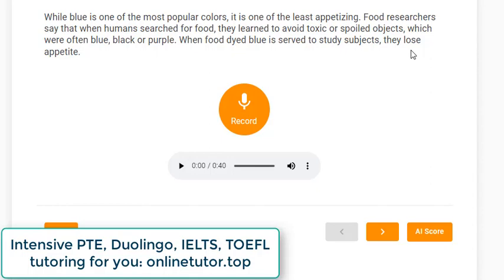So the Pearson test is very interesting in terms of the number of various tasks on this test. If we take IELTS, you know that we have 4 sections. Very simple. And TOEFL also. Reading, listening, speaking, writing. And writing, for instance, includes 2 essays. However, the Pearson test has 20 task types. It's very interesting, and at the same time, it can be a bit challenging for you.